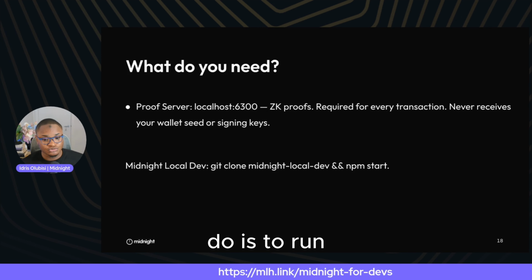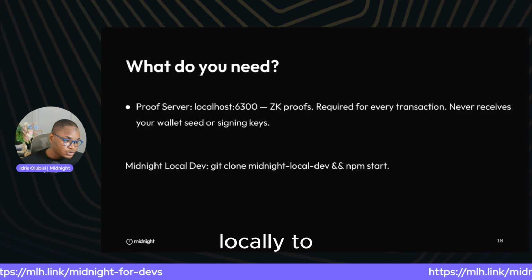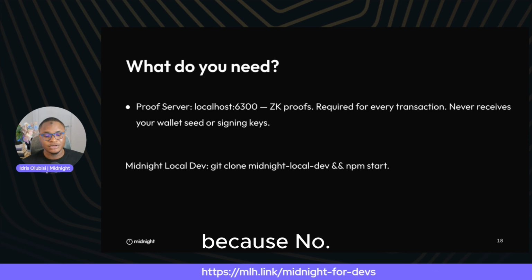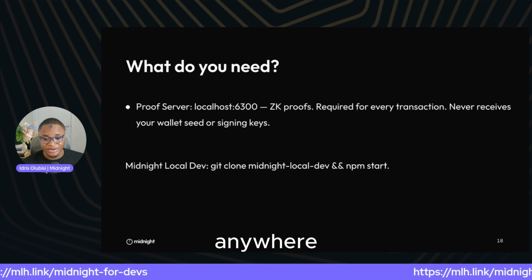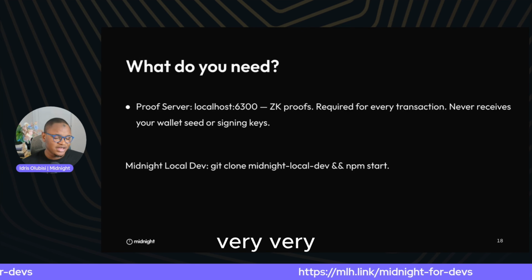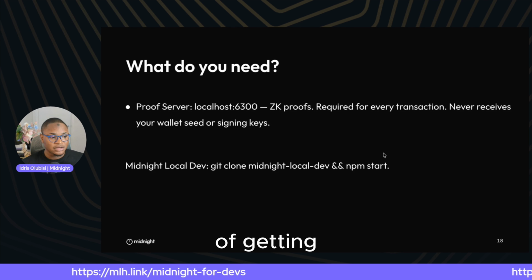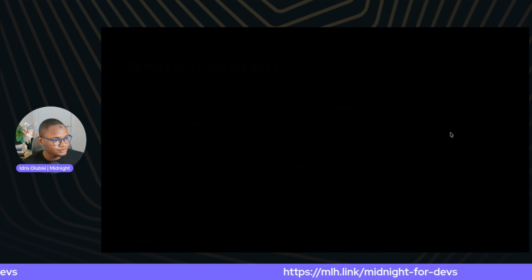All you need to do is run npm start and you get started. Then you can connect the dApp that you're building locally to this particular Midnight local network. I would recommend you do this because number 1, it's very fast. Number 2, you don't have to wait for any faucet anywhere. Number 3, it's very, very easy to set up. So you don't have any bottleneck of getting started right away. In fact, you can do that immediately after this call.